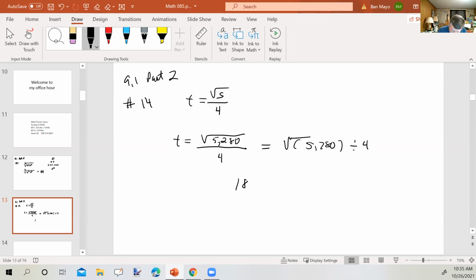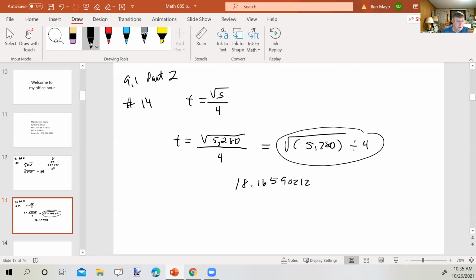And I get 18.16590212. It's important that you close that off, because if you just leave it like this, the calculator might think that this whole thing is inside of the radical. So you need to be sure and close up the radical before you divide it by 4.